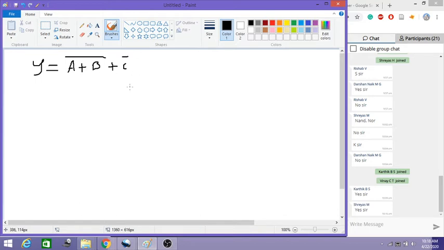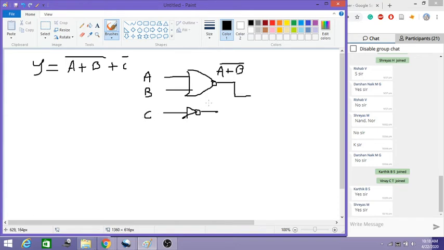So let me write both the circuits here. First I'll write with any gates. So this is my input A and B, and this is my NOR gate. So this is (A plus B) whole bar. Then I use one NOT gate here. So this is the C input, and I get C bar. Now combine this using an OR gate. Then I get the respective output. So this is my Y. This is one method of doing it.